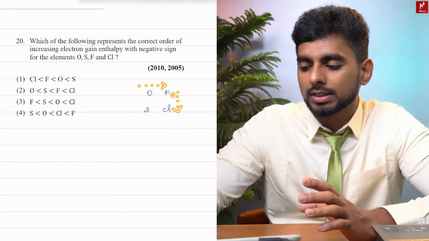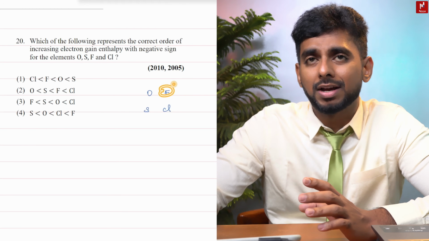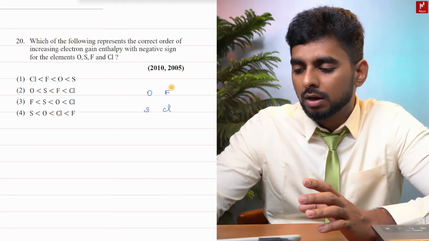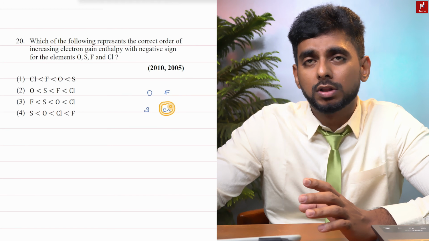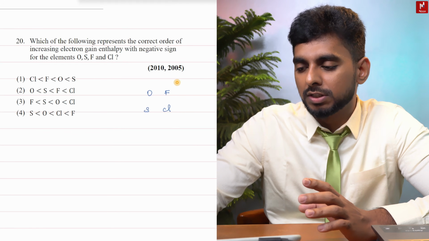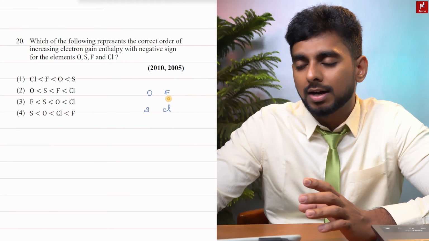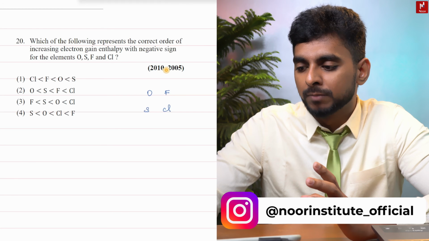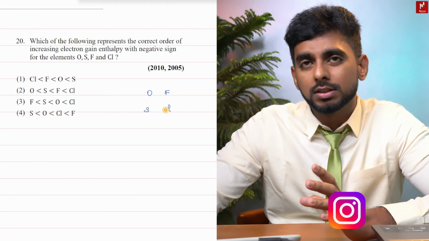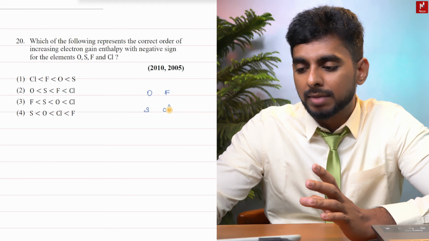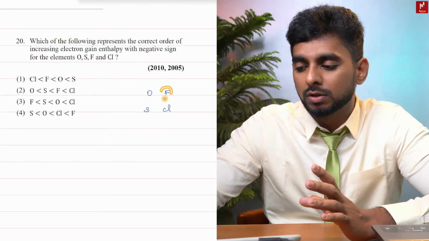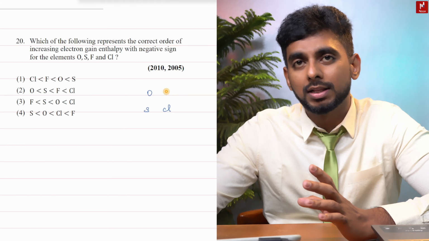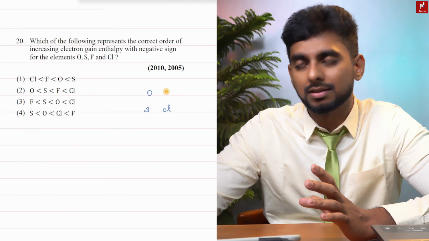If you consider it in that fashion, fluorine should have had the maximum electron gain enthalpy, then you should have got chlorine, because obviously it has to decrease. But I have told you this is one of the exceptions that you need to know with respect to the halogen family. Here chlorine has maximum electron gain enthalpy when compared to fluorine. Then the arrangement will follow as such.